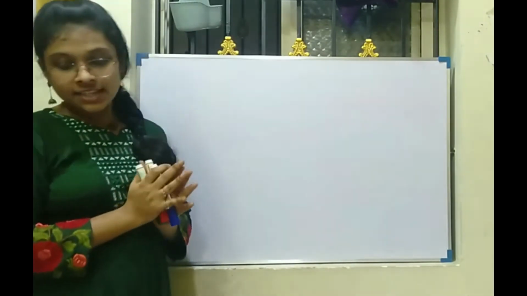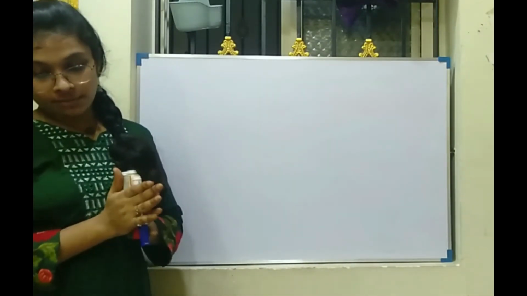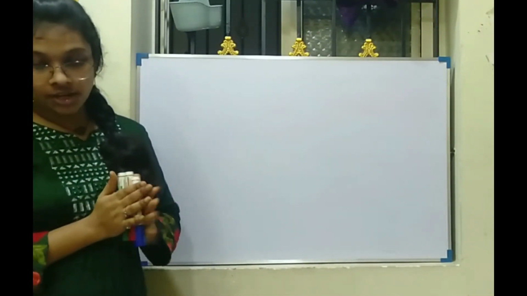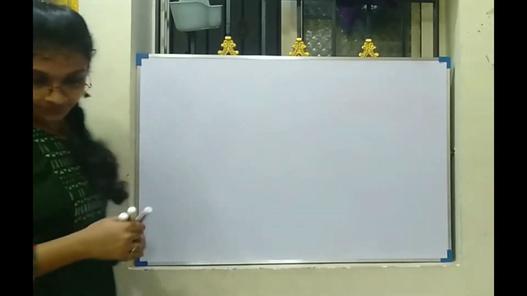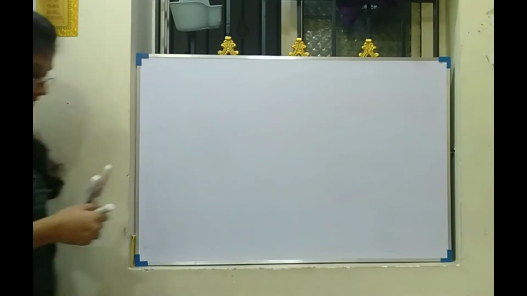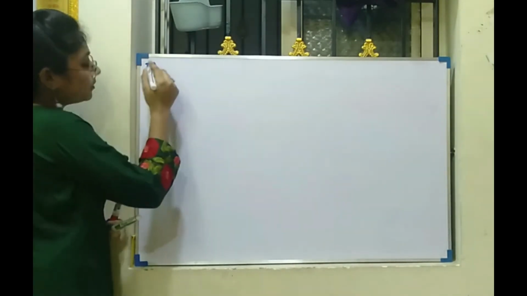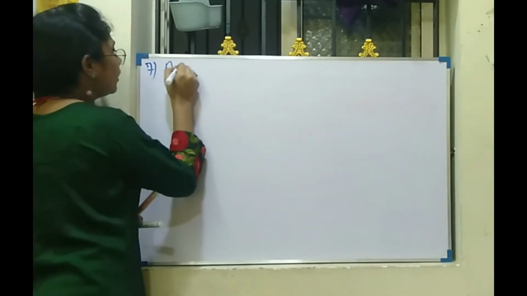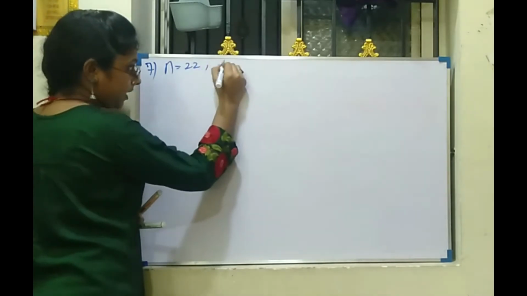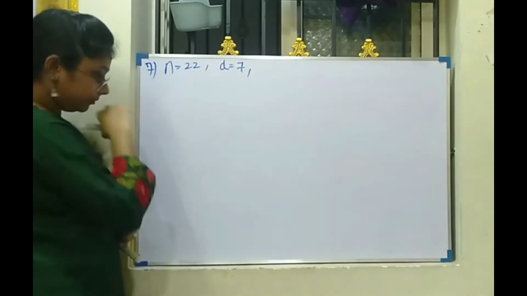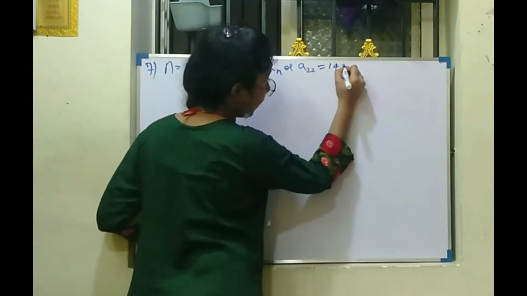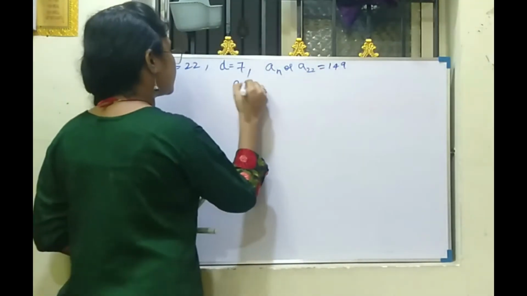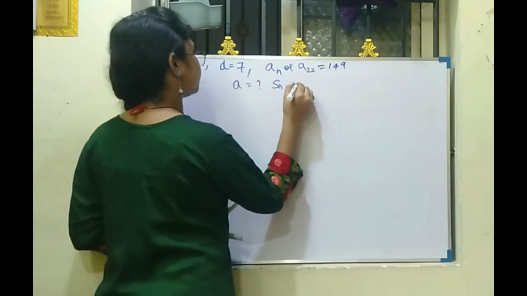Seventh question. Find the sum of first 22 terms of an AP in which d is equal to 7 and the 22nd term is 149. The given data are n is equal to 22, d is equal to 7, and a22 is equal to 149. We need to find what a and Sn are.